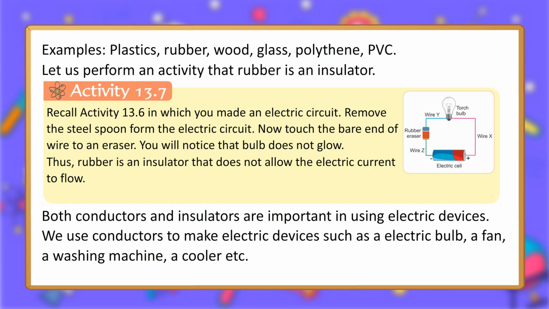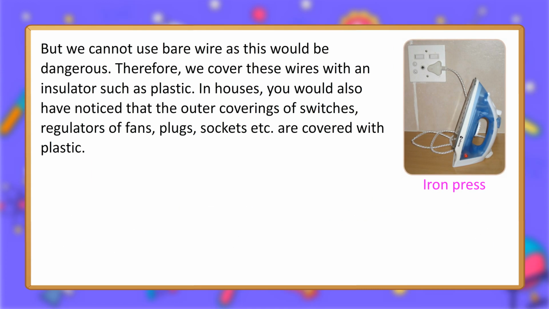Both conductors and insulators are important in using electric devices. We use conductors to make electric devices such as an electric bulb, a fan, a washing machine, a cooler, etc. But we cannot use bare wire as this would be dangerous. Therefore, we cover these wires with an insulator such as plastic. In houses, you would also have noticed that the outer coverings of switches, regulators of fans, plugs, sockets, etc. are covered with plastic. Iron press.